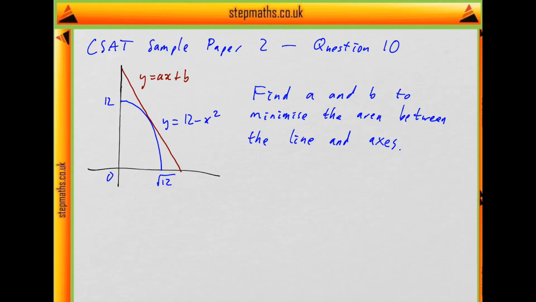This is question 10 from the second CSAT sample paper. Here we're given the curve y equals 12 minus x squared. We draw a tangent to it, which has the equation y equals ax plus b, and we're asked to find a and b in order to minimise the area between this line, the tangent, and the axes. So this triangle here formed by the tangent. If you want to have a go at this question yourself, pause the video now.